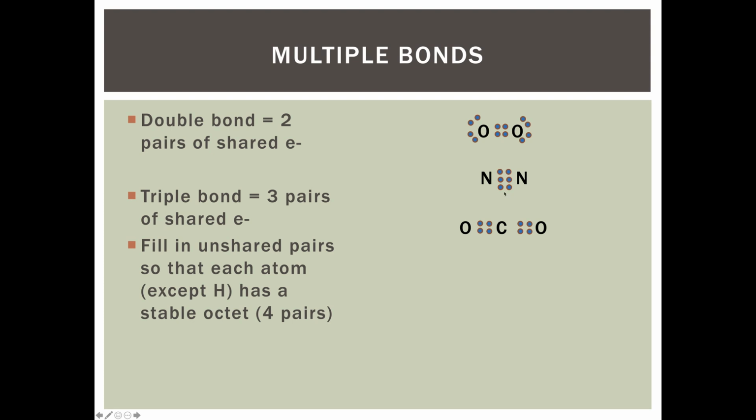These nitrogens are sharing three pairs, so they each need one more pair, again on the ends to make the molecule symmetrical. The carbon is fine. It's sharing four pairs of electrons. It already has a stable octet, but these oxygens only have two pairs each. They each need, just like in the first example, two more pairs. It's like a stretch TIE fighter bomber thing. So that's how you do the dot diagrams for these molecules.